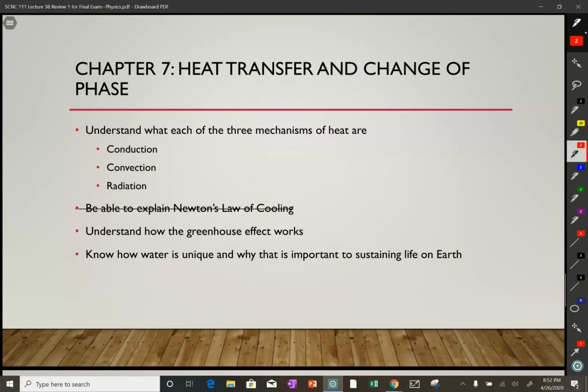Okay, we only got 2 more chapters left. Make sure you understand these 3 different mechanisms for heating. Conduction is direct contact. Convection is when you have an intermediary like air blowing, hot air blowing, cold air blowing. Radiation is electromagnetic waves like light.